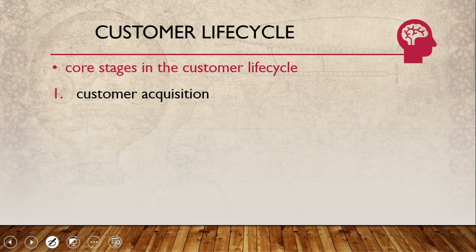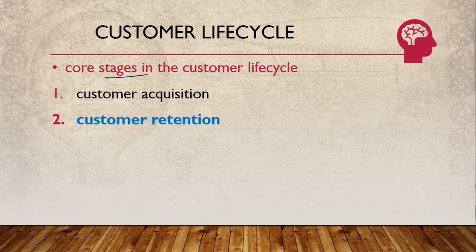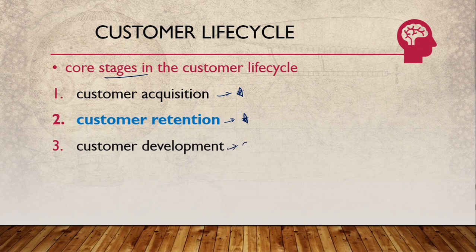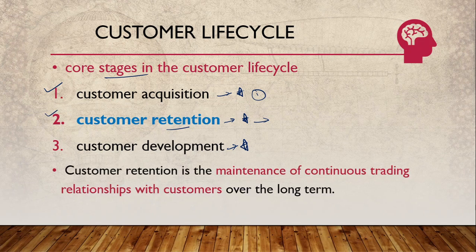In a customer life cycle, if you see from a business perspective, there are basically three core stages: starting with customer acquisition, followed by customer retention and customer development. So customer retention is the second stage. The first stage is the acquisition of the customer. Once you acquire the customer, the next follow-up step is to retain the existing customer.